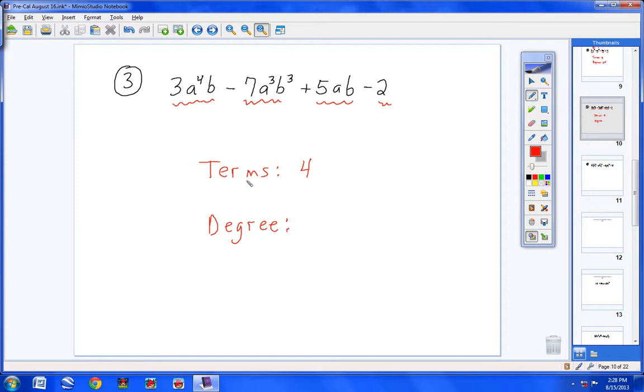Let's go to our first term. I have an exponent of 4 and an exponent of 1. We're going to add those together. We get a 5. Here I've got a 3 and a 3. Add those together and I get a 6. Here I've got a 1 and a 1. Add those together and I get a 2.